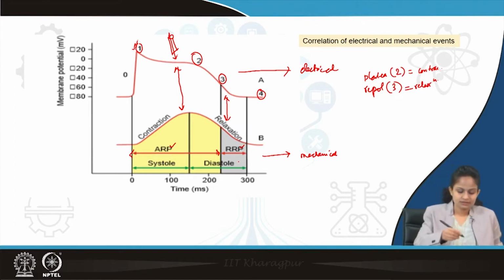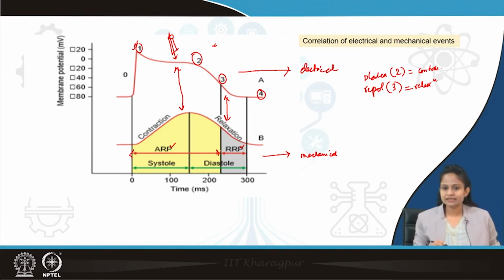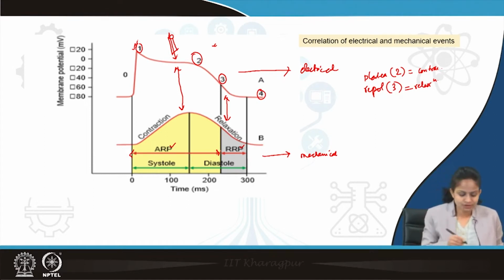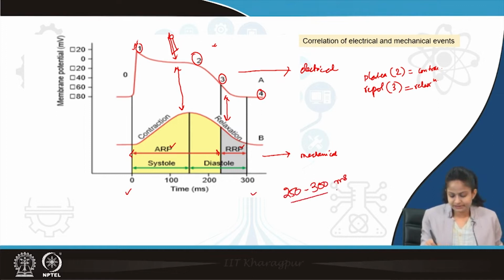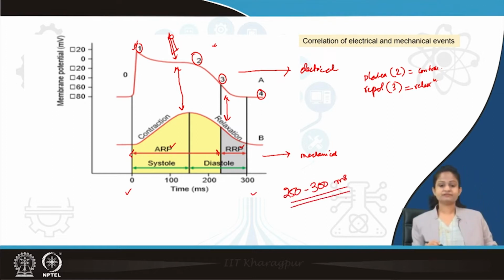So, if we coincide this with the electrical event, we can see 2/3 of this action potential is constituted by the absolute refractory period and the last 1/3 is constituted by the relative refractory period. So, the duration of this action potential is therefore 250 to 300 milliseconds. The duration of a ventricular muscle action potential is 250 to 300 milliseconds.